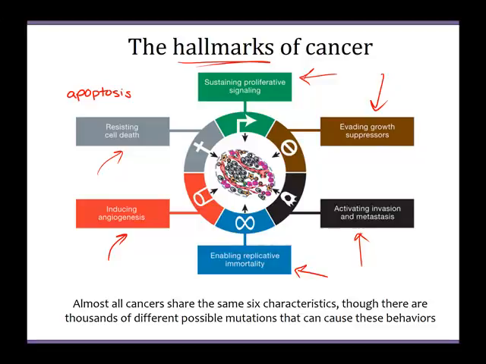Now, there are dozens of different genes that can cause this resistance to cell death. There are dozens of genes that can cause this sustained proliferative signaling. There are dozens of genes that can cause the evasion of growth suppressors, right? What am I trying to say here? What that means ultimately is there are thousands of different possible mutations in hundreds of genes that you can have that can cause these behaviors and that can ultimately cause cancer.